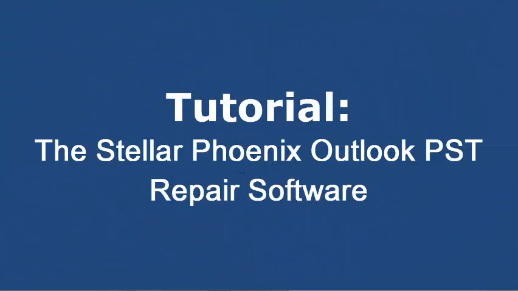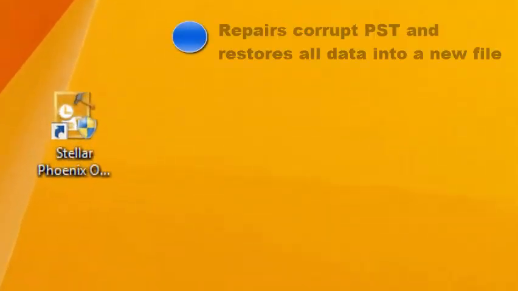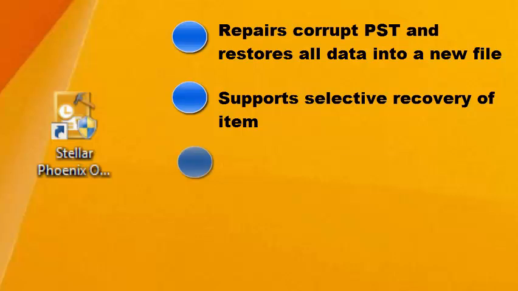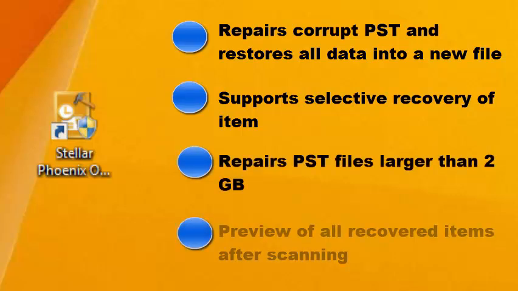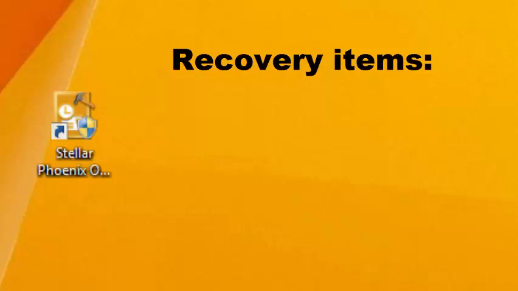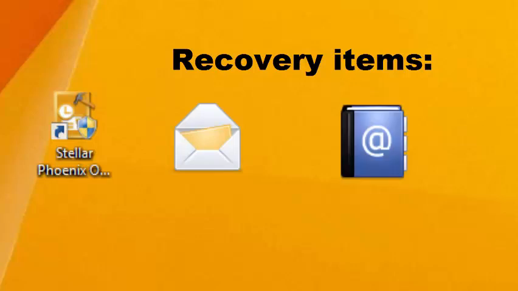This is a tutorial on the Stellar Phoenix Outlook PST repair software. This software is a reliable solution to repair and recover Outlook personal storage files. The software performs by scanning your corrupt PST file and restoring all mail items to a new PST. The recovery includes every single piece of information in your Outlook data file, including emails, attachments, contacts, calendar items, journals, and notes.